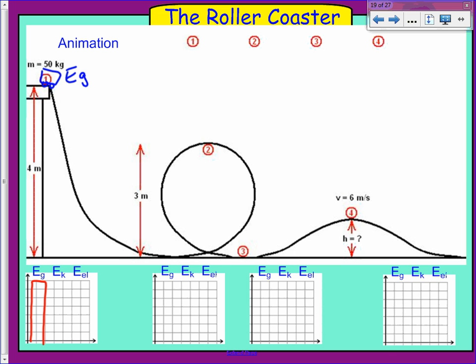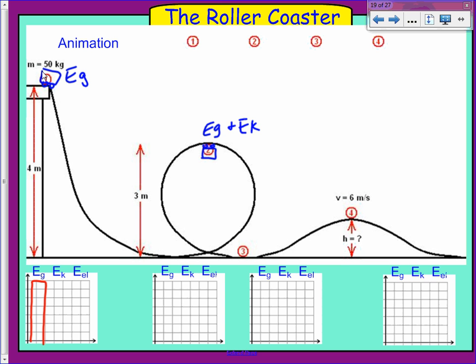Okay, so let's go ahead and look at spot number 2. At spot number 2, the cart is now upside down in the loop. So we ask ourselves, what energy is here? Well, it has Eg because it is in the air, but the cart will also be moving at this point, so it'll also have Ek. Now at this point, it's qualitative, but it's also good to make sure that we can represent the energies relative to one another with the appropriate size.